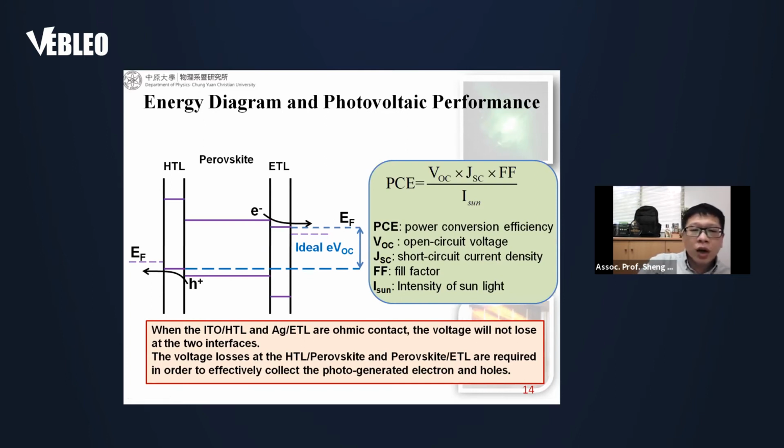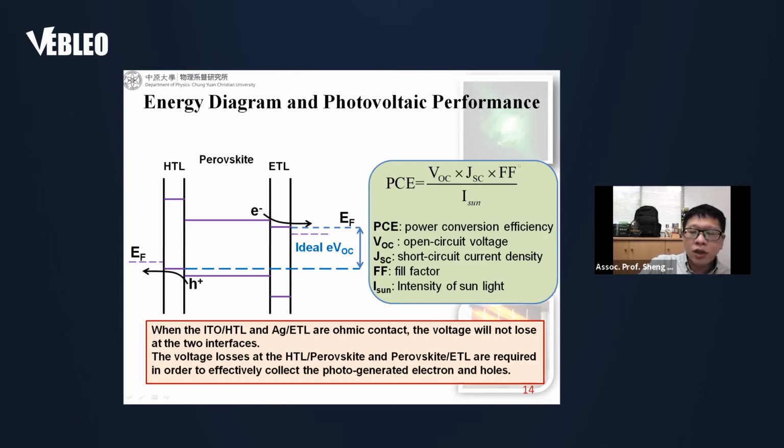If you want to know how to increase the power conversion efficiency of perovskite solar cells, you can try to understand the energy diagram. Okay, this is a light absorber. When the light is absorbed by perovskite, it can generate electron-hole pairs. Then the electron can be collected by the ETL, and the hole can be collected by the HTL to form the free carrier.